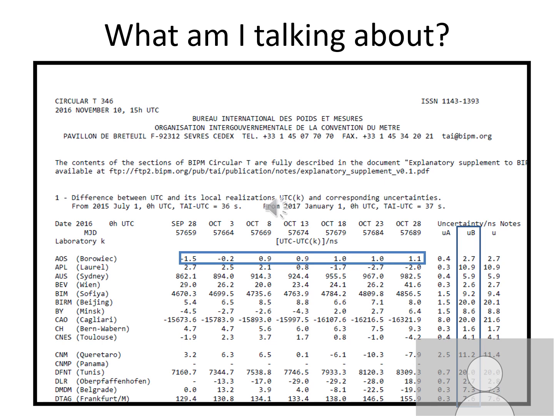Every month, the BIPM publishes a Circular T, which gives the difference between the time of each lab and UTC. This first row is for AOS, a laboratory in Poland, and on the far right, it shows the uncertainty of these numbers. This column is a systematic uncertainty, and this paper is all about how to compute them.